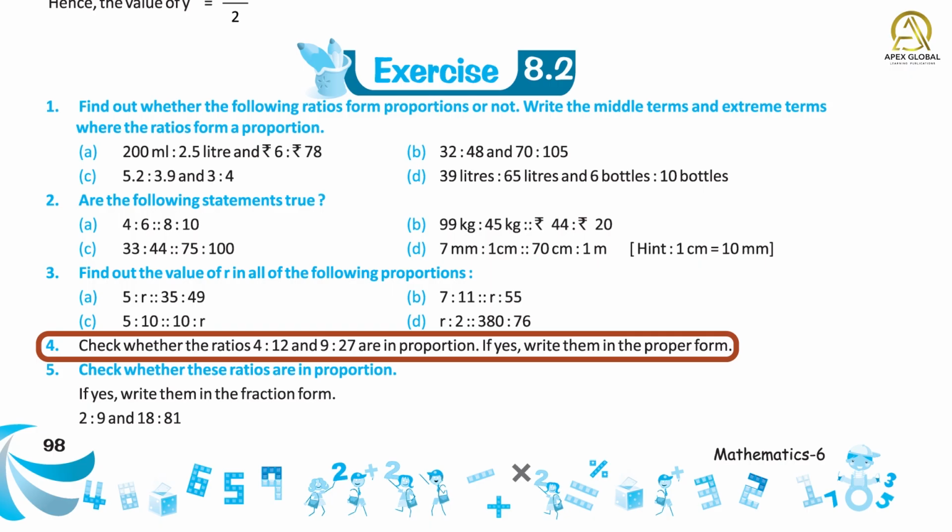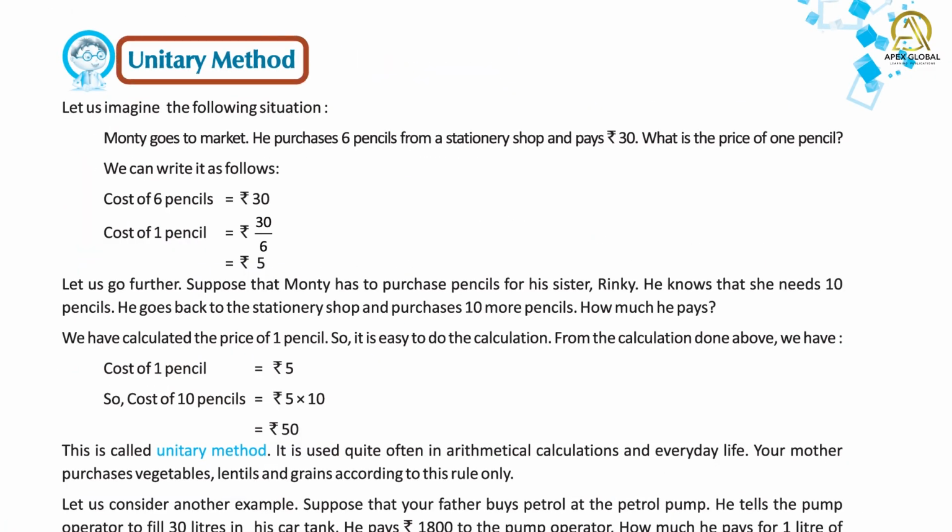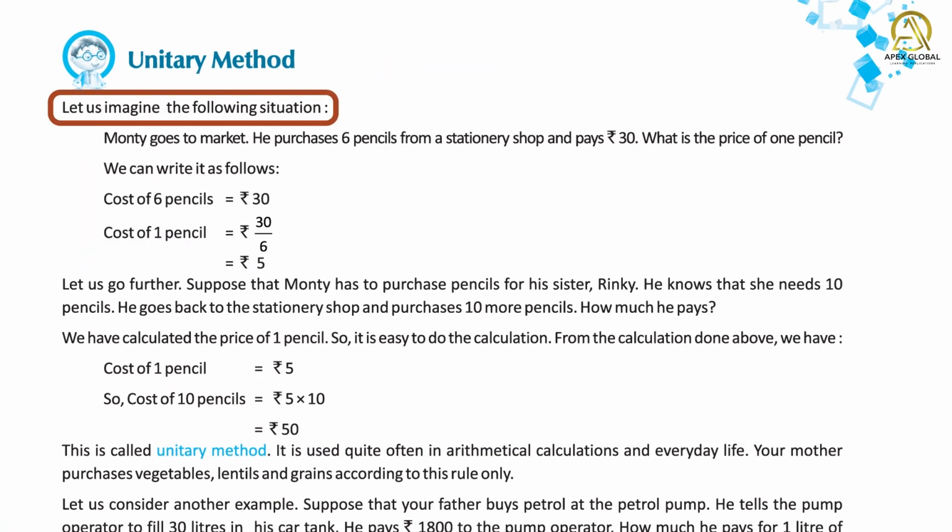Question 4. Check whether the ratios 4 ratio 12 and 9 ratio 27 are in proportion. If yes, write them in the proper form. Solution. Yes. 1 ratio 3 is to 1 ratio 3. Question 5. Check whether these ratios are in proportion. If yes, write them in the fraction form. 2 ratio 9 and 18 ratio 81. Solution. Yes.